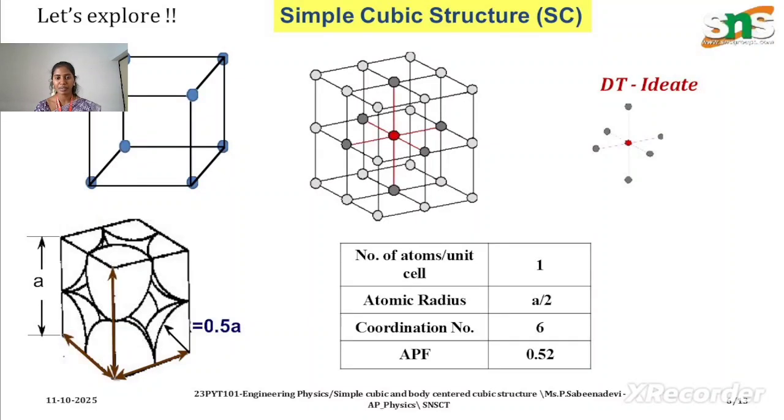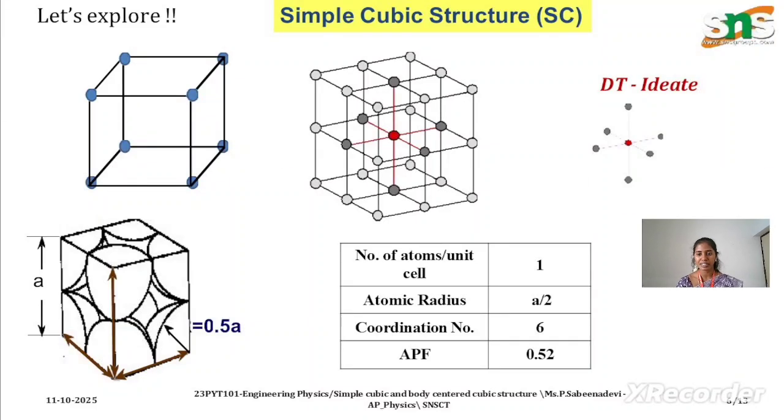This is the simple cubic structure. In simple cubic structure, it has only corner atoms. Each corner is shared by 8 adjacent unit cells, so each corner contributes 1/8 part of an atom. So the number of atoms per unit cell is 1. The atomic radius is a by 2 and the coordination number is 6.